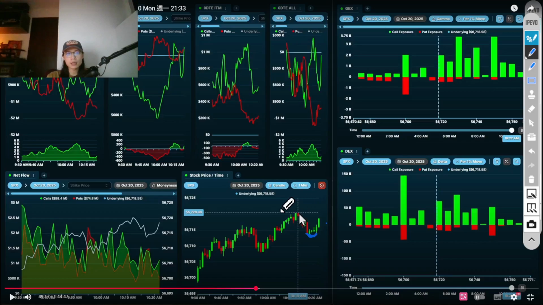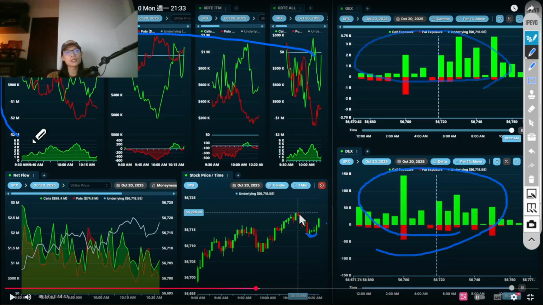So the next issue is if the next time we touch 6720 again, it will be a breakout. It's a high probability event. Why? Because it's very positive.